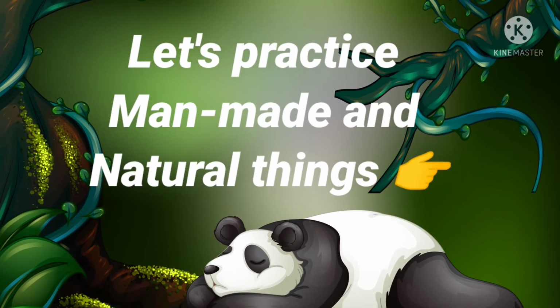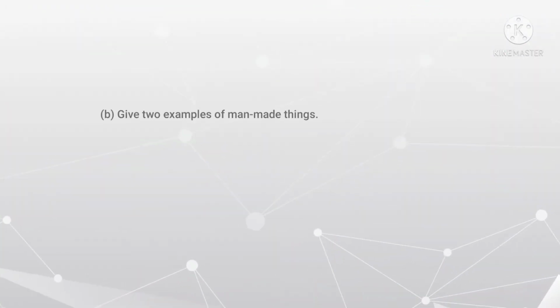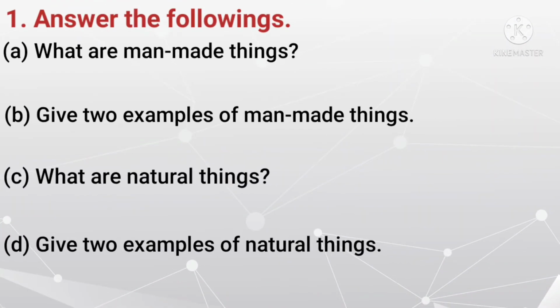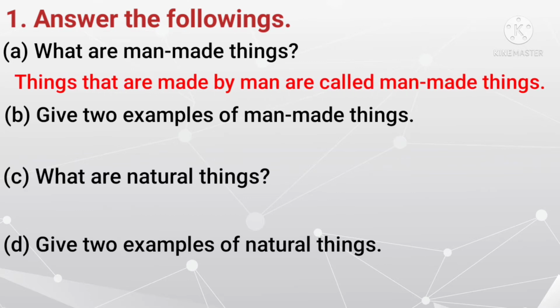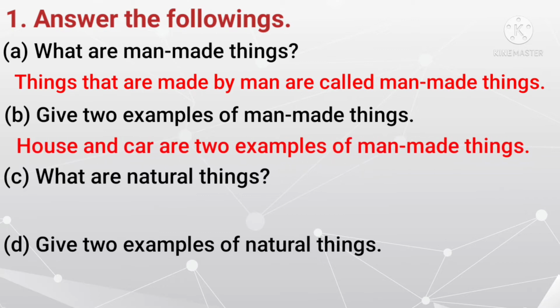Let's practice man-made and natural things. Question number 1. Answer the following. Number A. What are man-made things? Man-made things क्या है? Things that are made by man are called man-made things. Number B. Give 2 examples of man-made things. House and car are 2 examples of man-made things.